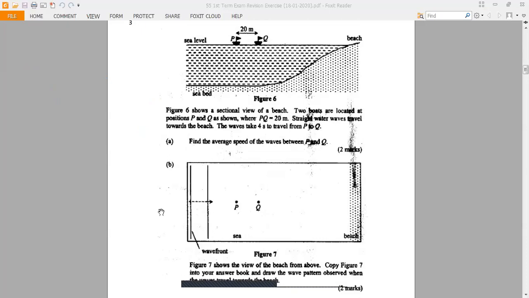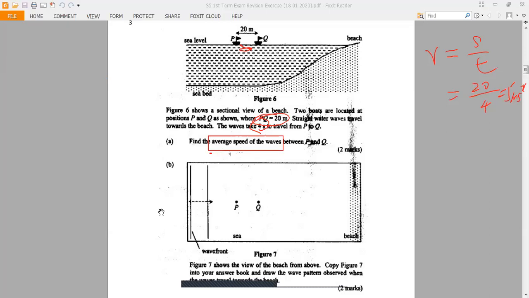In order to answer this question, find the average speed of the wave between P and Q. You need to use the information given. That is 20 meters from P to Q, right? And it takes 4 seconds to travel between these 2 points. And then you may just find this speed directly from distance divided by time. So that's why it's equal to 20 divided by 4 equal to 5 meters per second. This is the speed of the wave. Very simple. But I want to remind you, I want to do this question with you again.